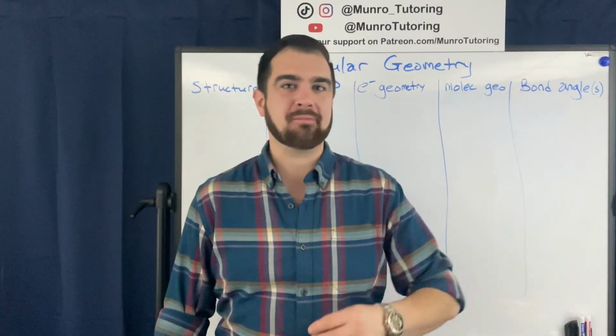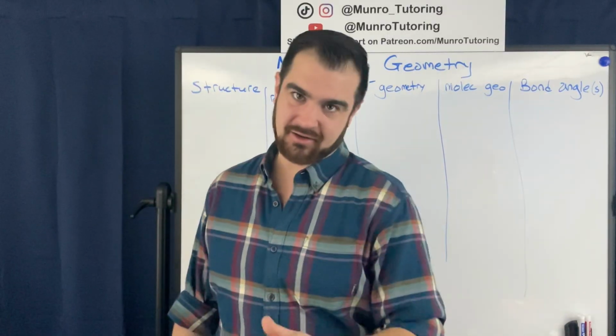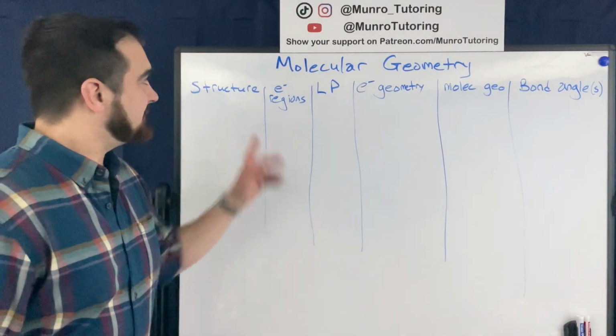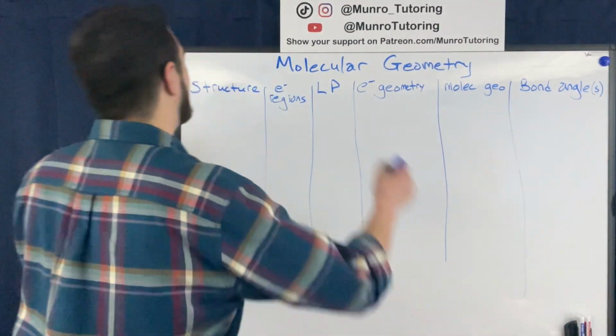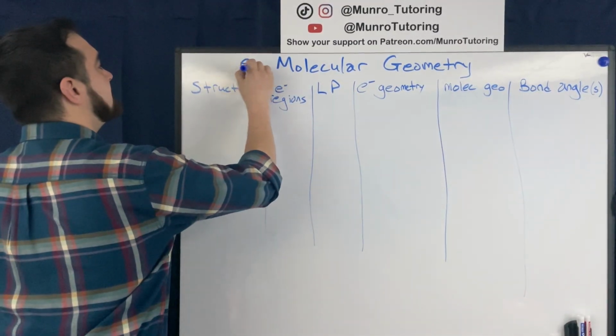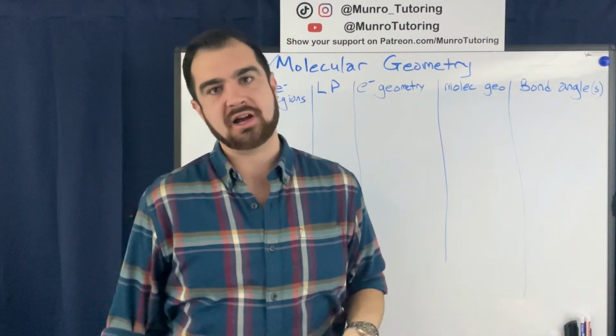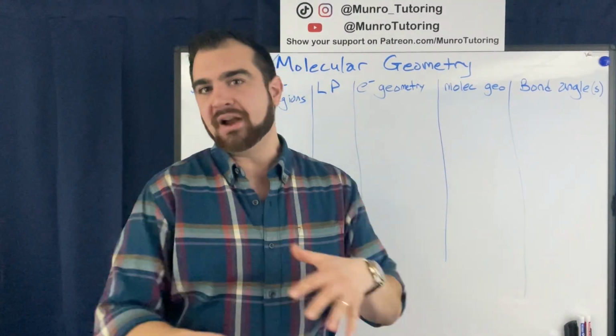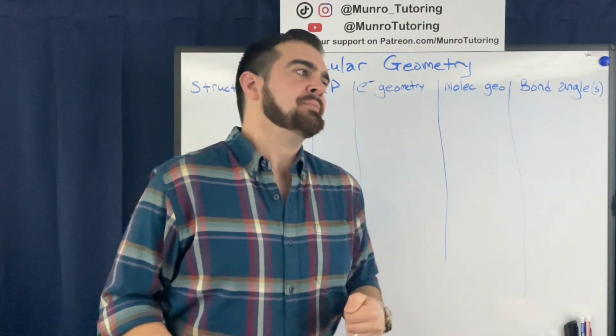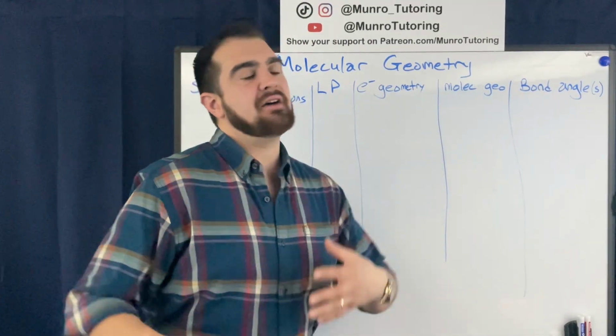We're going to talk about both electron and molecular geometry today. I didn't write electron here, let me jot that in. But the point is, these two things, electron geometry and molecular geometry, are completely intertwined, right? And so let's just jump right in and start with an example. I'm going to give the example of methane.